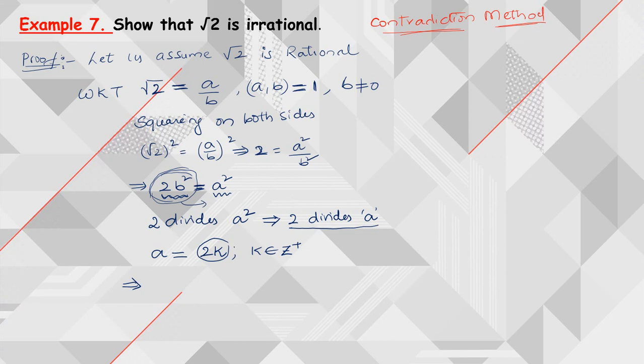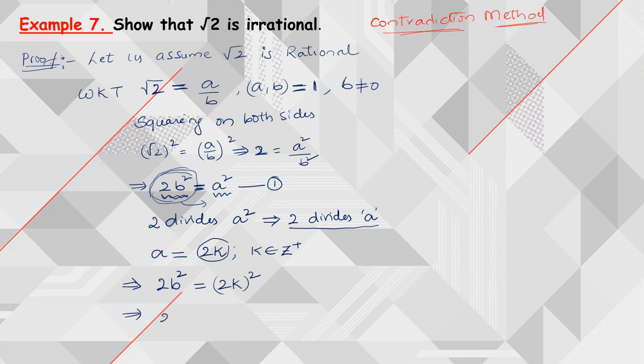Now when I substitute a is equal to 2k, let this be equation number 1. So when I substitute a is equal to 2k in equation number 1, what am I going to get? 2 times b square is equal to 2k whole square.